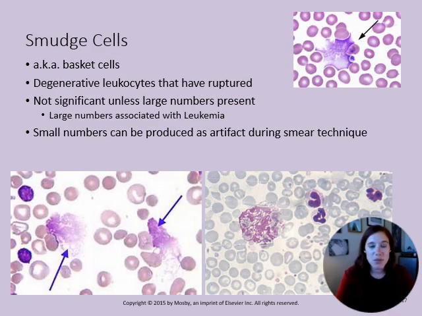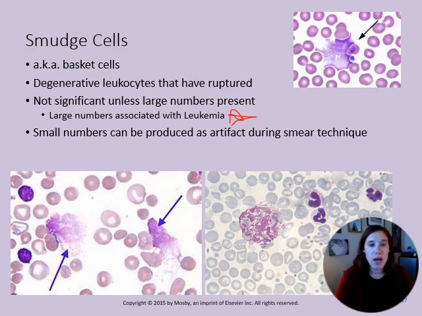We then have this thing called smudge cells, also known as basket cells. I've never called it a basket cell, mostly just smudge, because that's a fun word too. They are degenerative leukocytes that have ruptured. So they are starting to degenerate and then just go. They're not significant unless they're in large numbers. Your VTNE loves to ask this question, so definitely make sure you remember this one. Large numbers are going to be associated with leukemia. Big star here. Big star here.